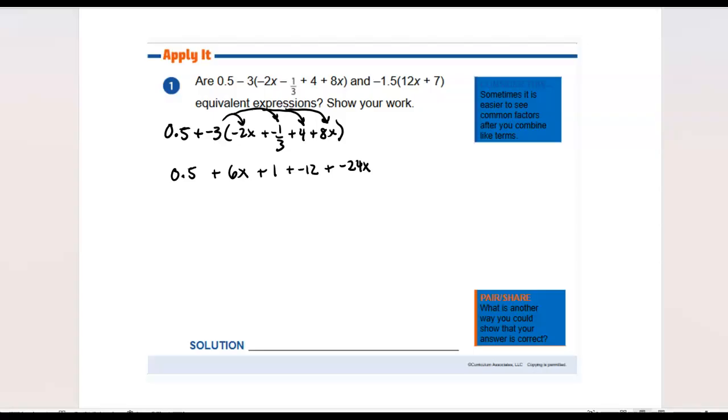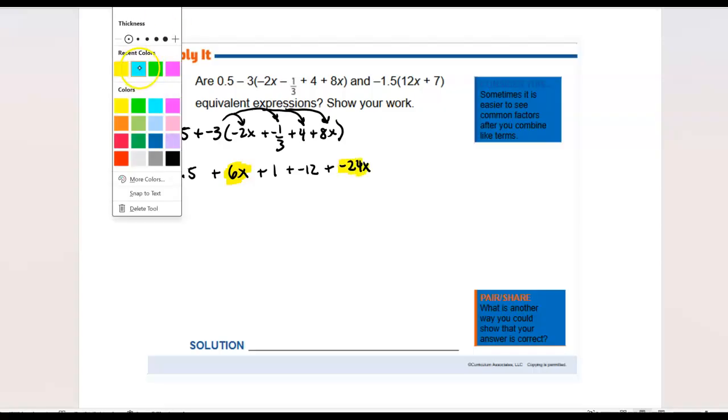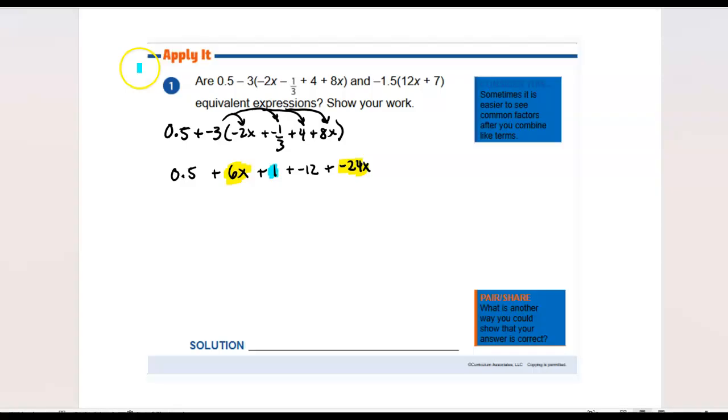A lot going on there, right? Now you got to combine your like terms. So I've got a couple of x terms there that I can combine. And then I got some whole numbers that I combine. I got 1, 0.5, and I got negative 12. Let's do our x terms first. 6x plus negative 24x is negative 18x. Right? We're really subtracting here and keeping the sign that we have more of. 1 plus a negative 12, that's a negative 11.